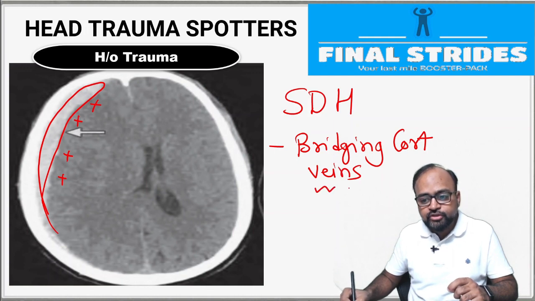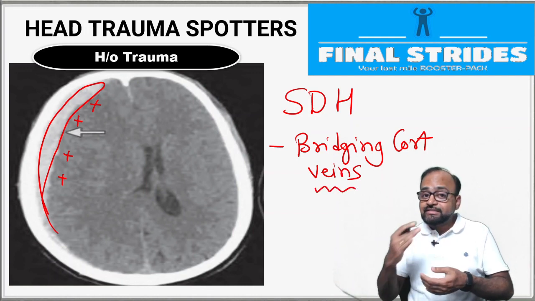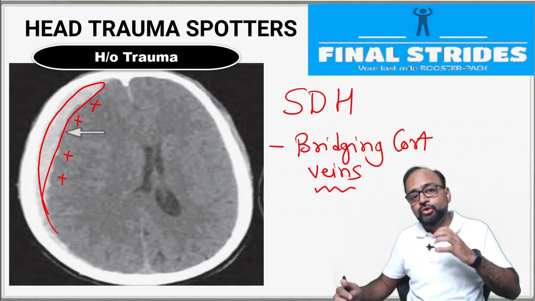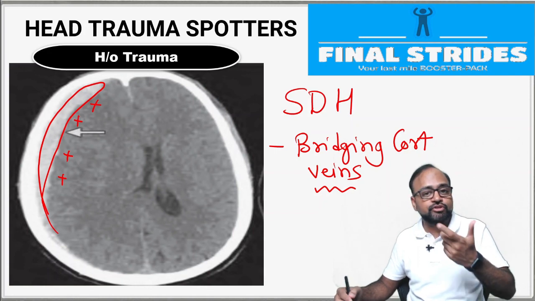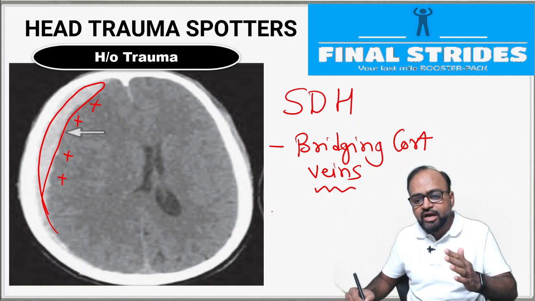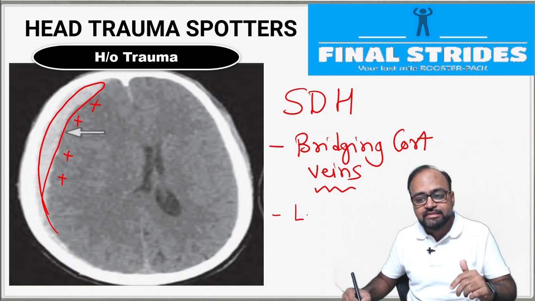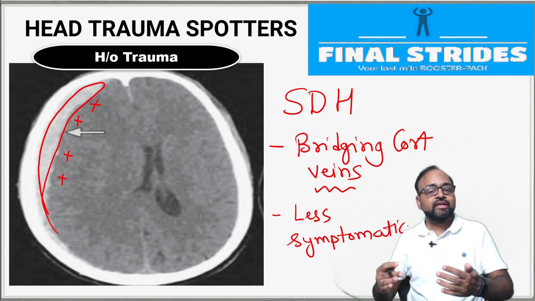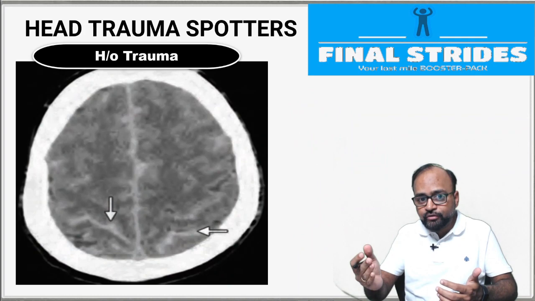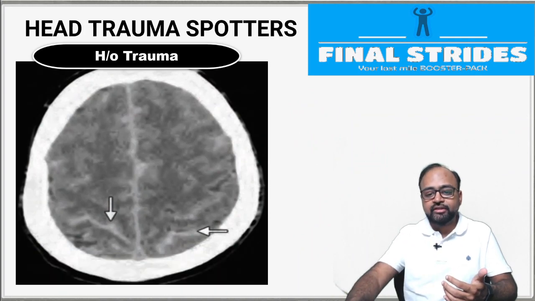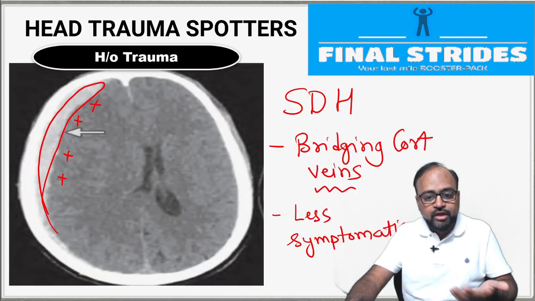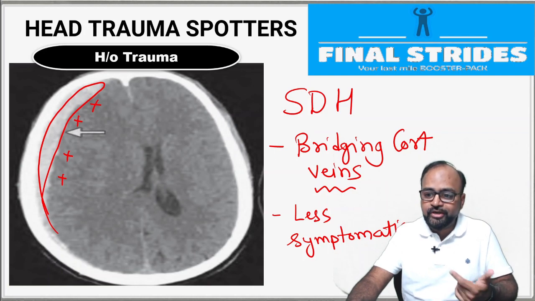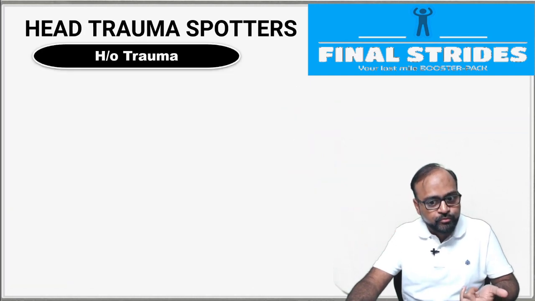Remember, it is a venous source of hemorrhage, and as a result, it is a low pressure bleed, an extravasation which is occurring. SDHs are relatively less symptomatic, right? They are insidious. They can go undetected for a very long period of time. You do a CT and suddenly they can be detected. So this is what SDH is about: subdural bleed, bridging cortical veins. They are relatively less symptomatic.